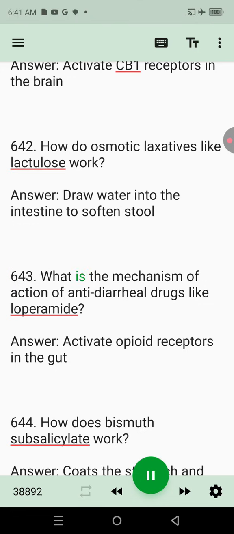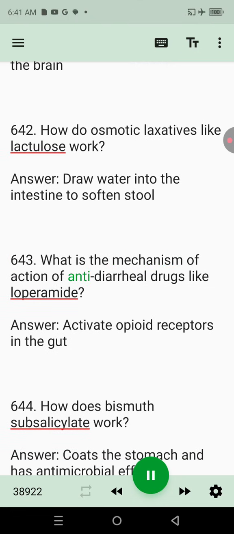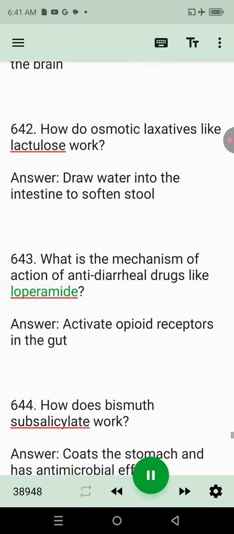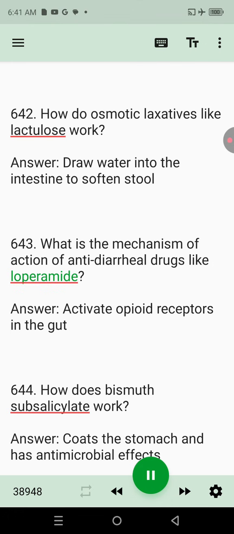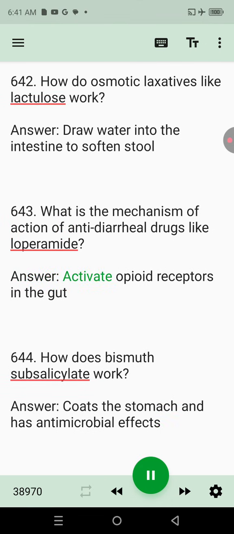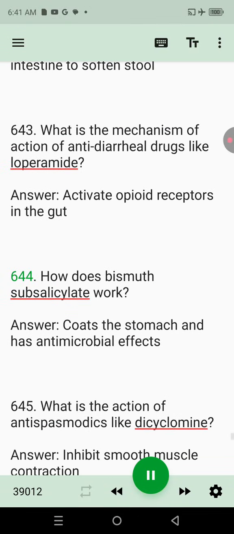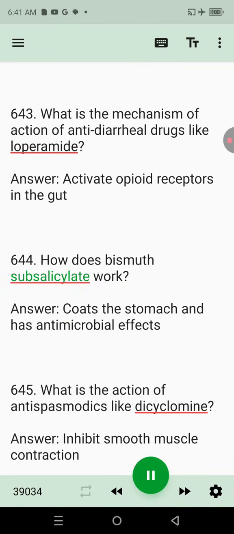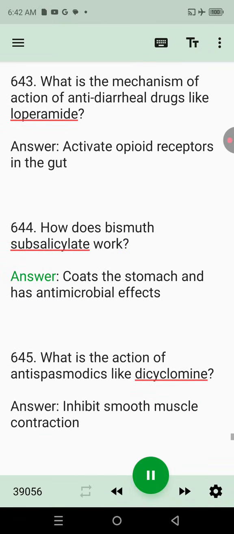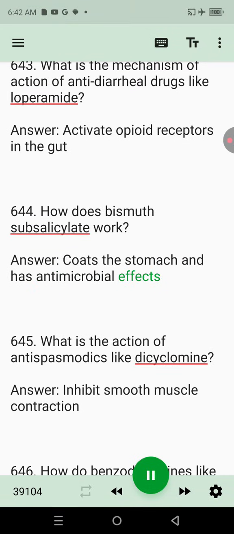643. What is the mechanism of action of antidiarrheal drugs like loperamide? Answer. Activate opioid receptors in the gut. 644. How does bismuth subsalicylate work? Answer. Coats the stomach and has antimicrobial effects.